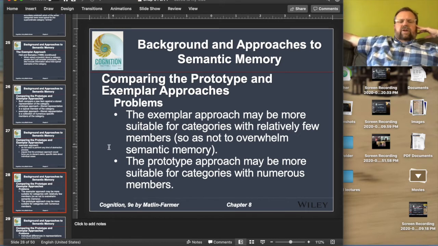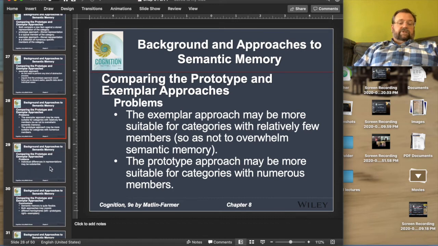One problem is that the exemplar approach may be more suitable for categories with relatively few members. If you had an exemplar for every little thing that you had, there may not be enough cognitive room, if you will, or enough memory to actually remember all of those different exemplars for different sorts of things. So the prototype approach may be more suitable for categories where you have many members involved.